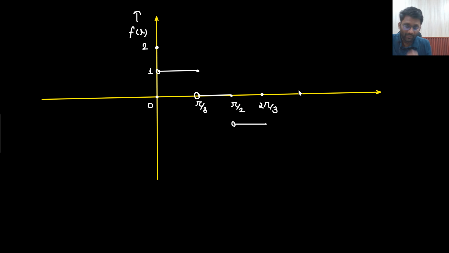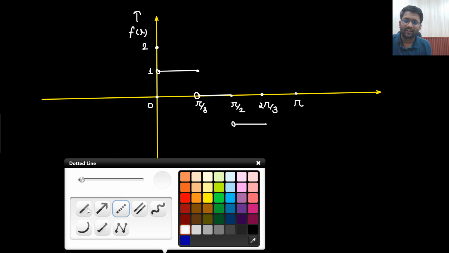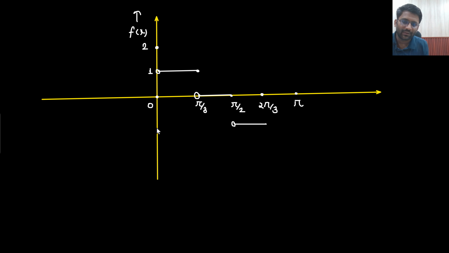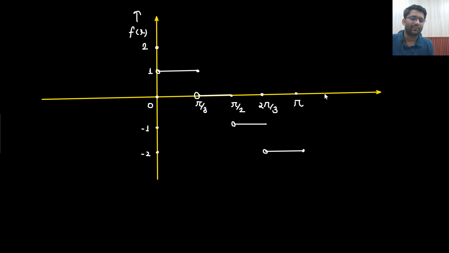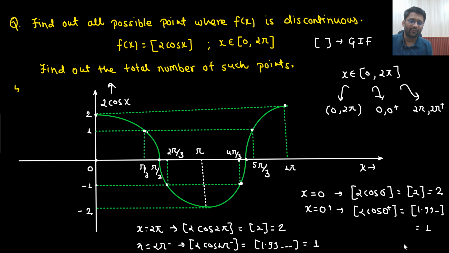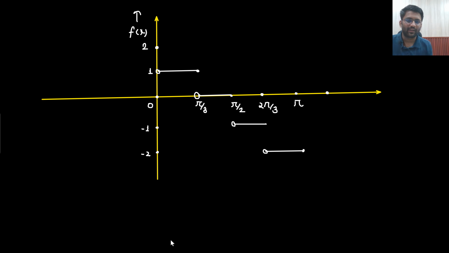So from 2 pi by 3 to pi, the value will fall down. This is your minus 1, no? This is your minus 1 and this is your minus 2. The value will fall down here. But at exact 2 pi by 3, the value was minus 1. So here I made a bubble and this is how the graph is going. Now the next graph, further graph you can predict on your own, where the definitions would be changing at 4 pi by 3, 5 pi by 3 and 2 pi. So at all these points, the definition would be changing.